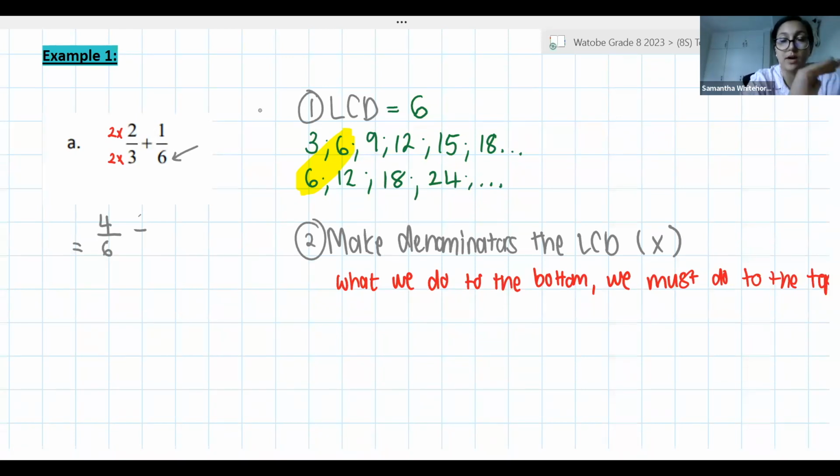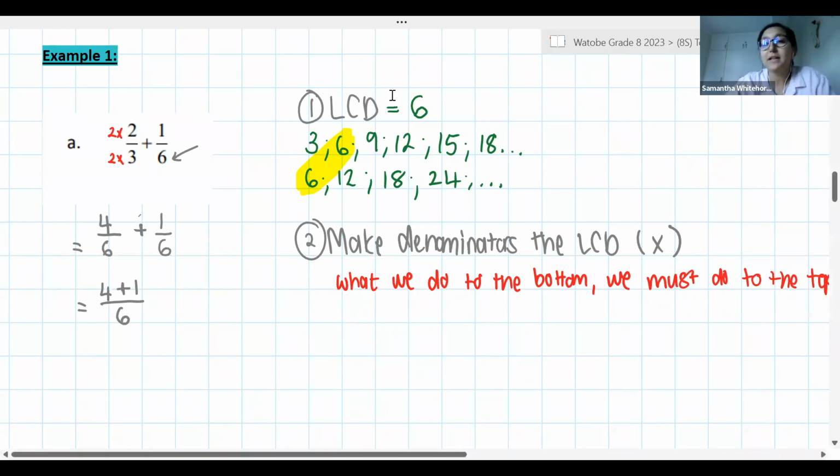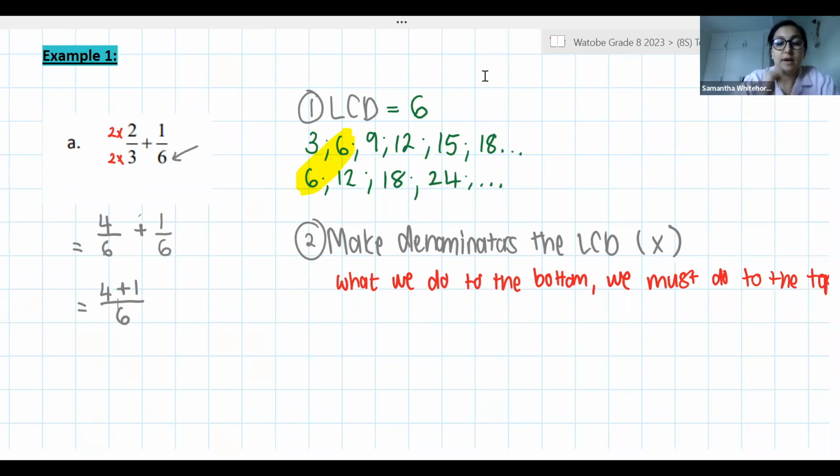It is what I want. And so we've got 4 over 6 plus 1 over 6. Now, because your denominators are the same, this actually means that you could write this as 1 fraction: 4 plus 1 over 6. And so that common denominator allows me to write this as 1 fraction.